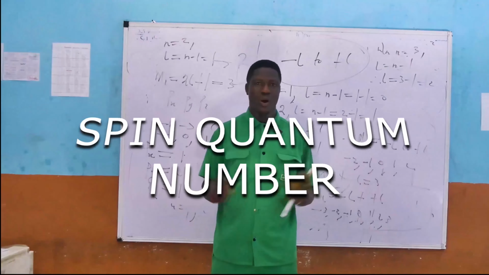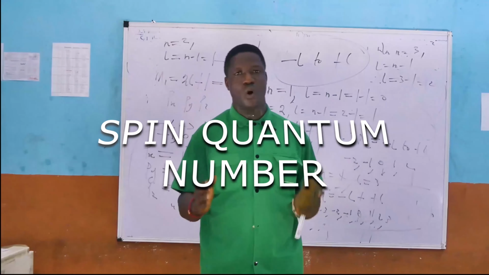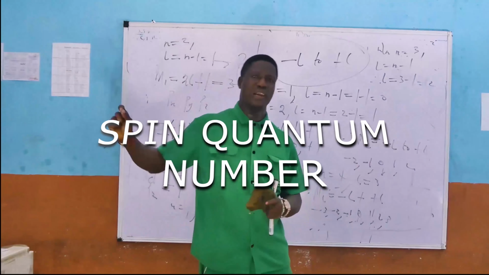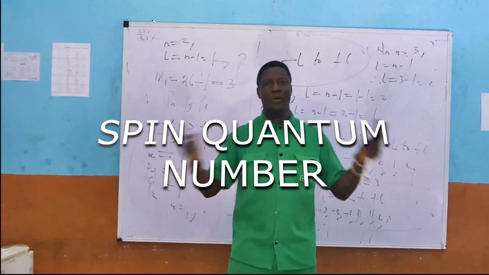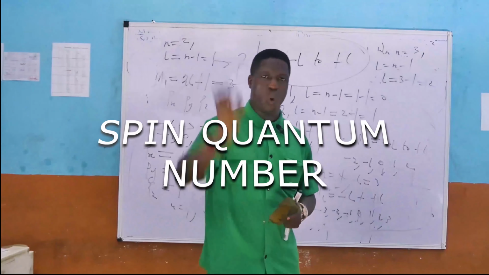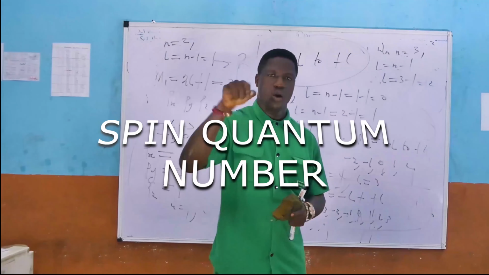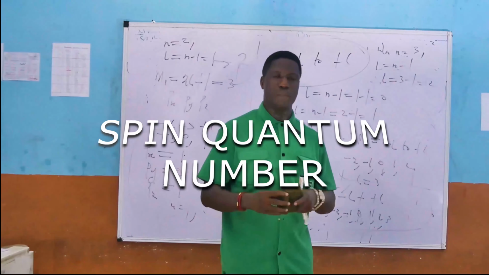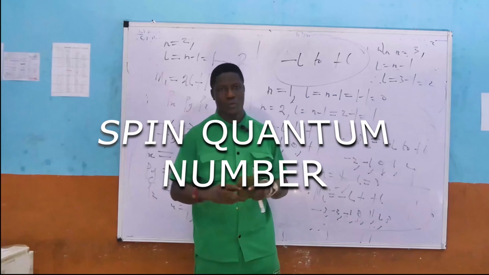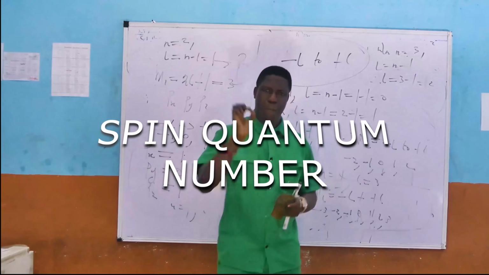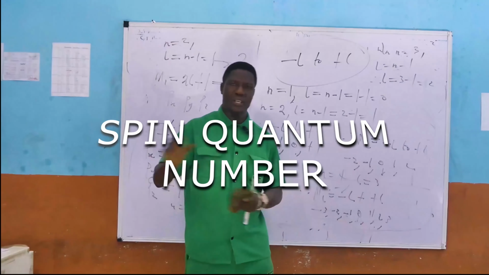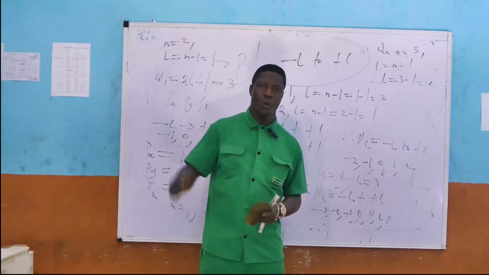There is no way we can be applauded to have treated quantum numbers completely without giving due attention to this most important aspect of the quantum numbers, known as the spin quantum number. To do this, there are principles we need to have injected and directed knowledge of. One of such principles is called the Pauli exclusion principle. What is this principle all about?